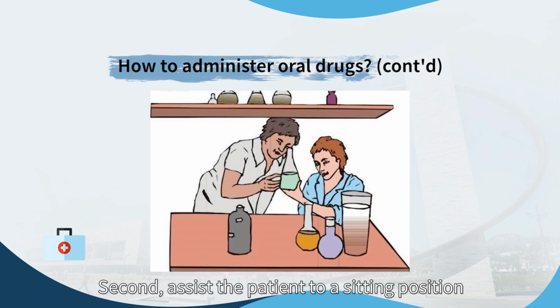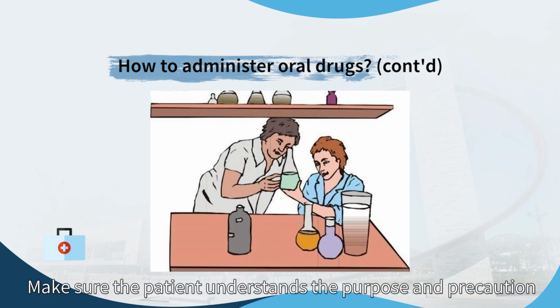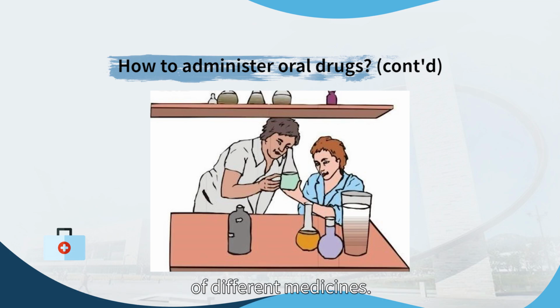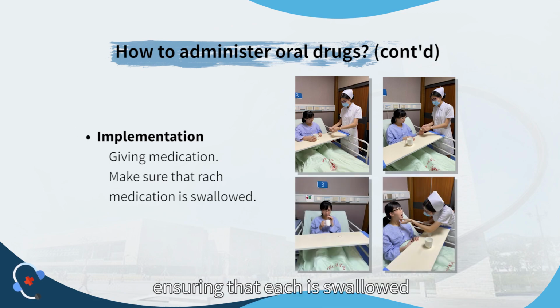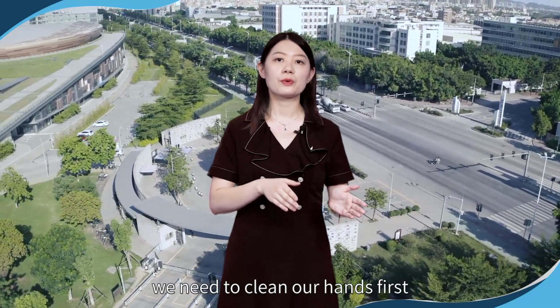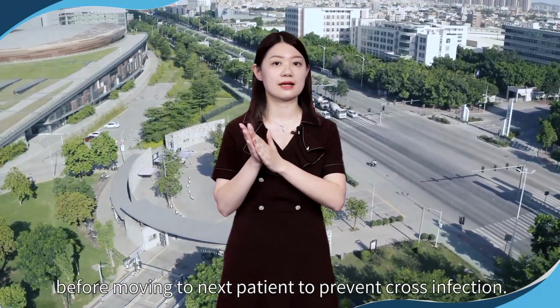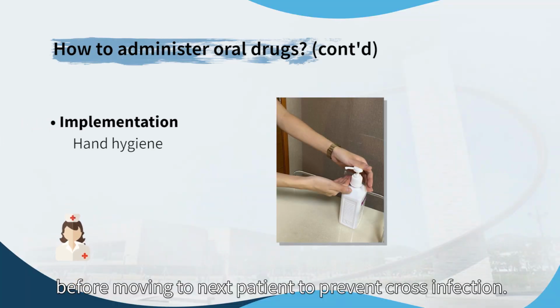Second, assist the patient to a sitting position, or side lying if not possible. Make sure the patient understands the purpose and precautions of different medicines. Next, administer pills one at a time, ensuring that each is swallowed before the next is given. After we finish the jobs for one patient, we need to clean our hands before moving to the next patient in order to prevent cross-infection.